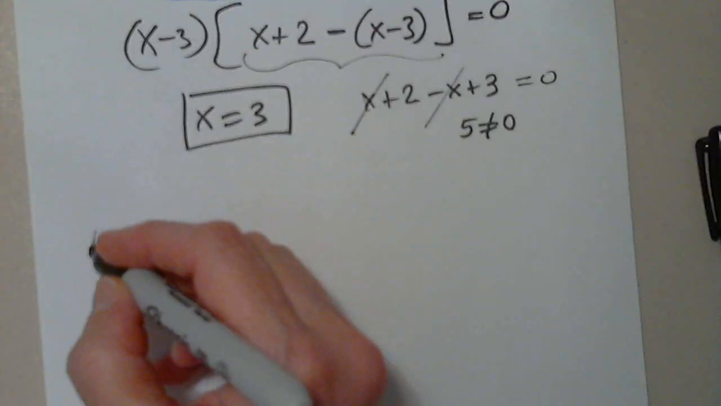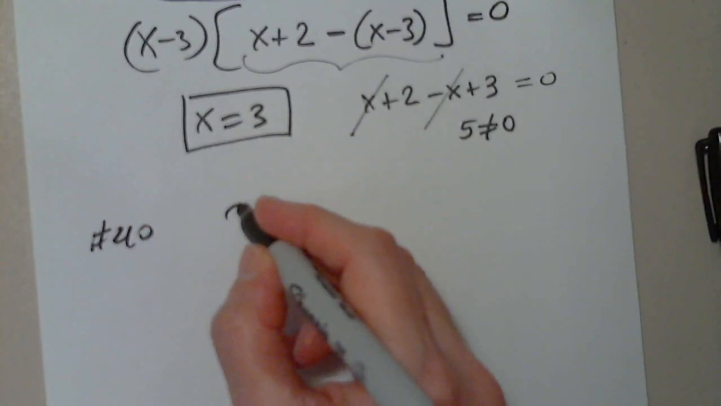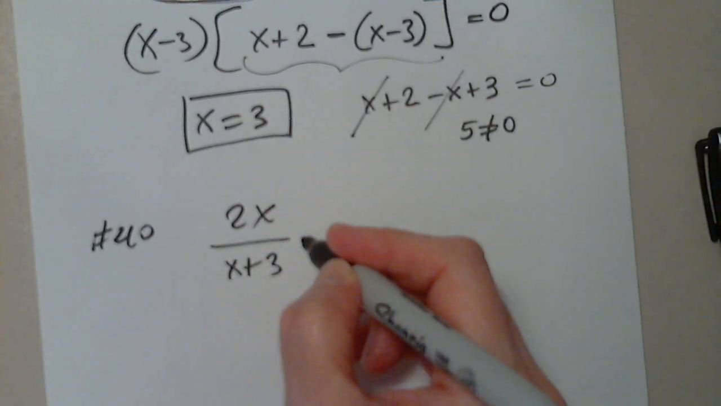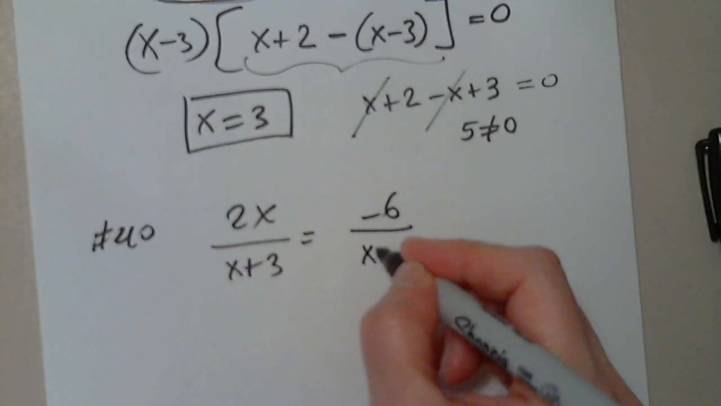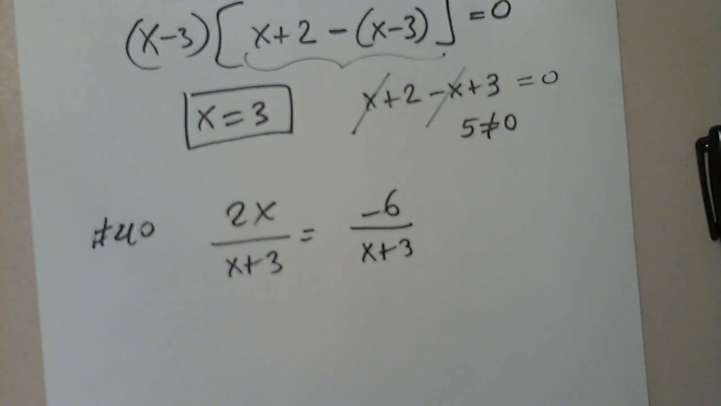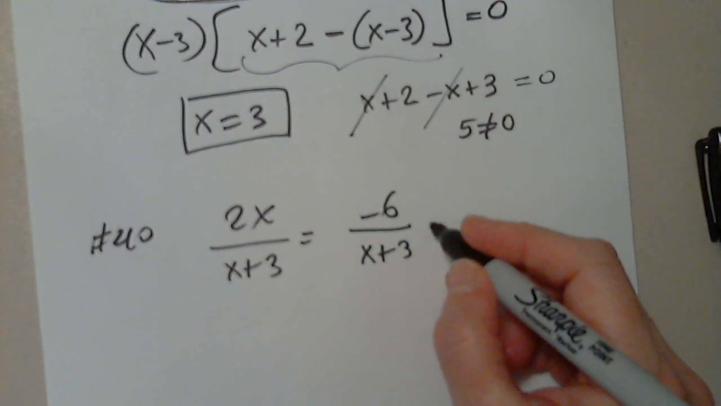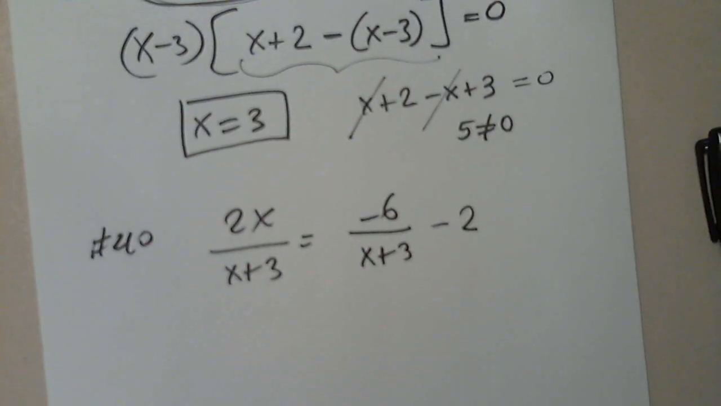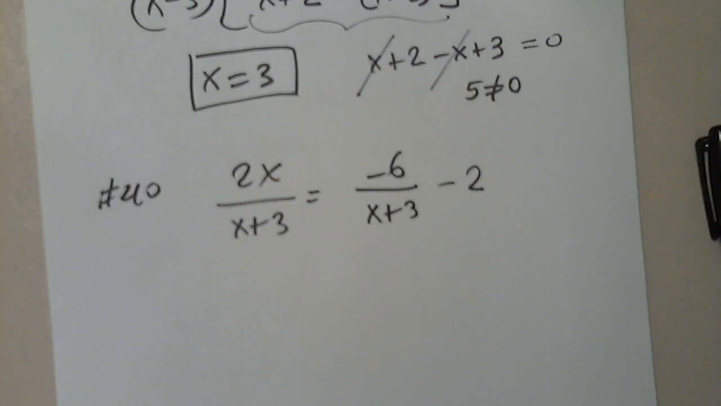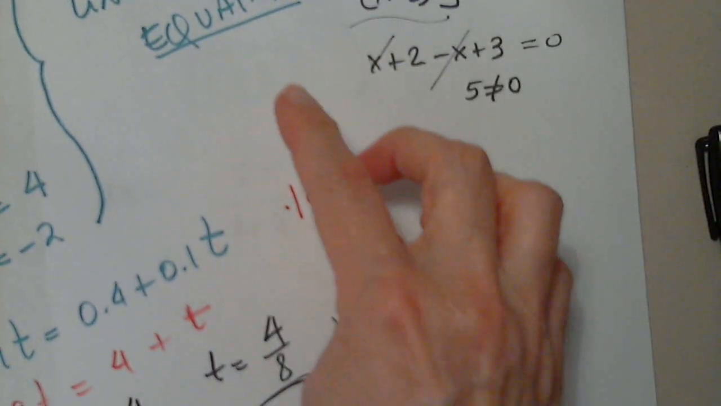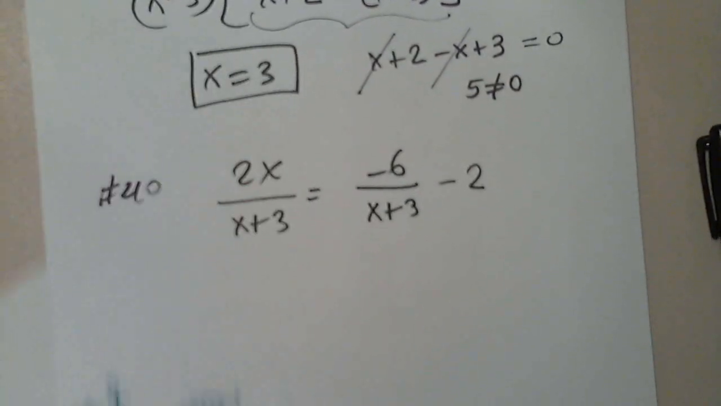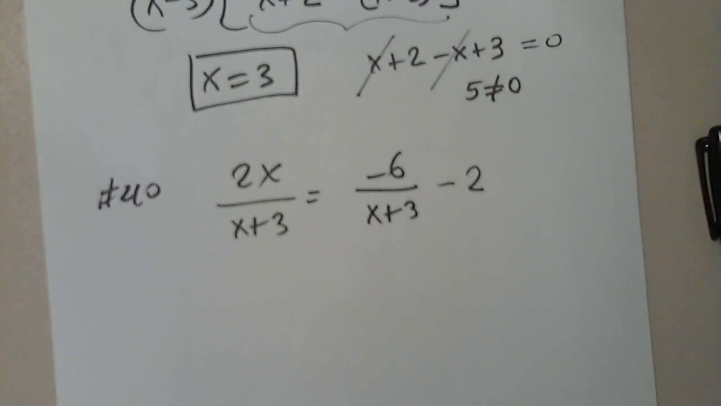So that's number 40, and this is 2x over x plus 3 equals negative 6 over x plus 3 minus 2. I'll stop sharing, change the camera, and here we are. Now we have to identify the type of equation. We already looked at linear and quadratic. Now, what type of equation is this?